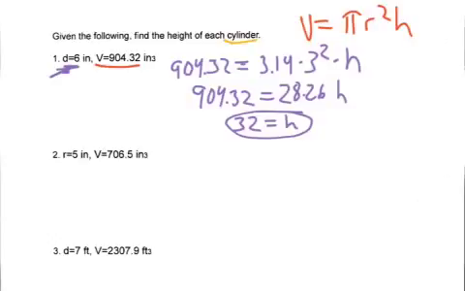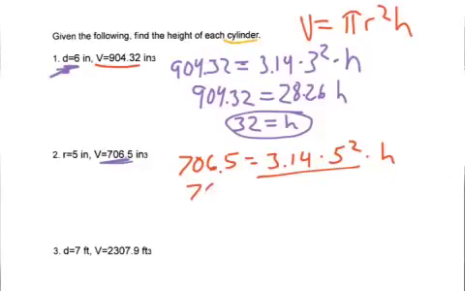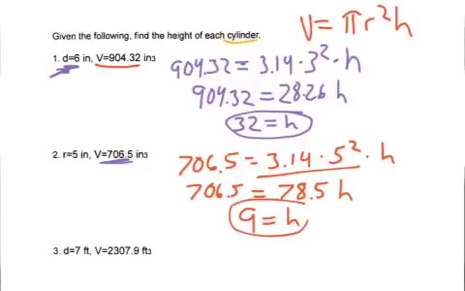Okay, number 2, same thing. Volume, no symbol, so I use 3.14. So that's 706.5 equals 3.14 times the radius squared times h. Clean up that side, and you get 78.5 h. Divide both sides by 78.5. 9 equals h. Okay, that's all the problems we're going to do for this page. Let's take a look at the next page.